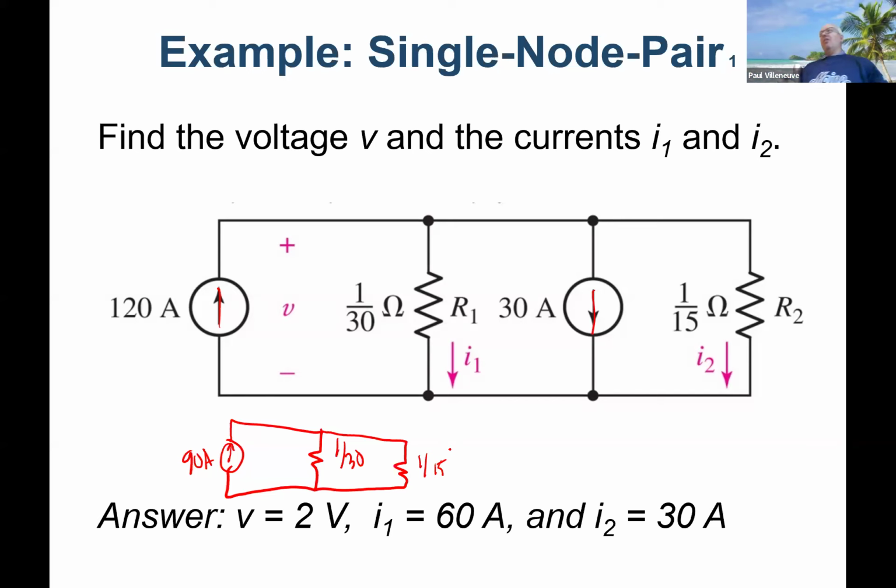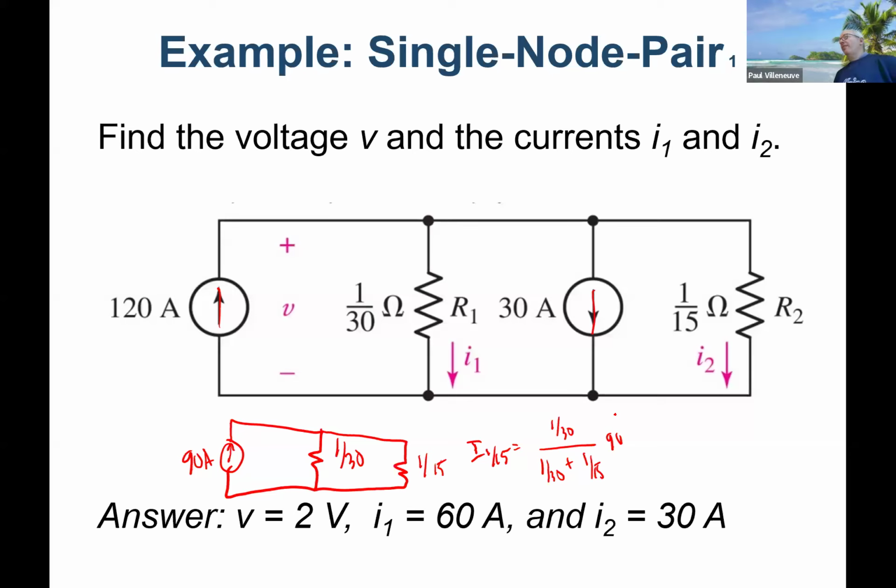But current divider says as long as you have a parallel set of nodes or two nodes, the current into the node divides amongst those nodes by the element not of interest divided by the sum of those. So the I going through the 1/15 ohm resistor is going to be equal to 1 over 30 divided by the sum of those times the current in.